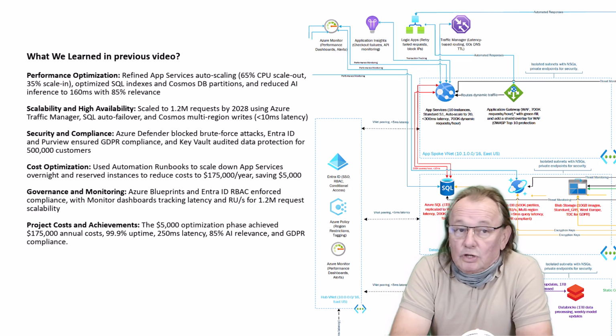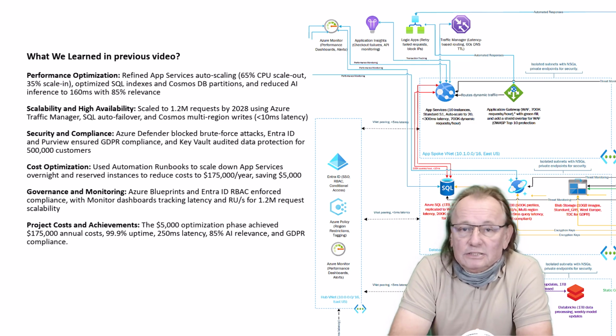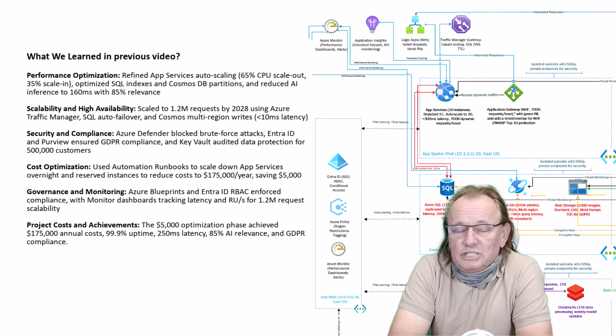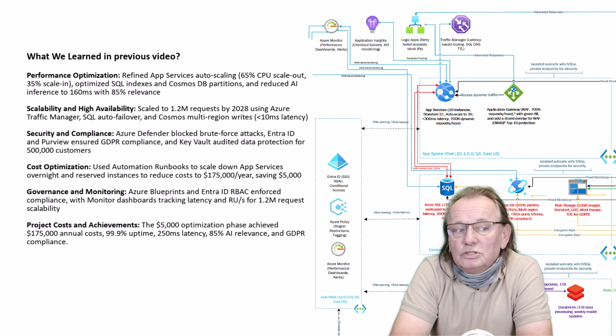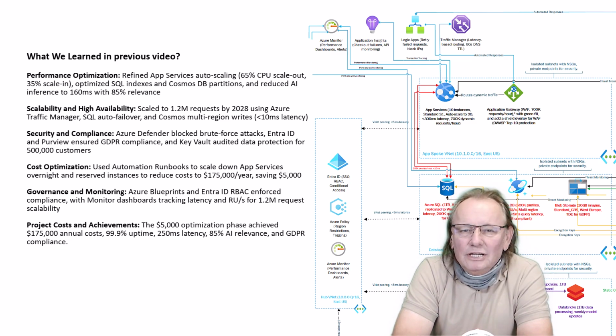Through the Zoran Trend Retail case study, we demonstrated how the Cloud Solution Architect refines an Azure-based infrastructure to achieve big efficiency, robust security, and strict compliance, by optimizing app services, auto-scaling, enhancing SQL databases and Cosmos DB performance, reducing AI inference time to 100 milliseconds with 85% relevance, and implementing cost-saving measures like reserved instances and automations.